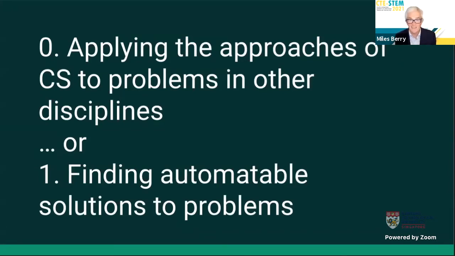I'd be really interested in your views, although we don't have that sort of interactivity here to do the show of hands thing if we were together in a conference room at the moment, about is it type 0, applying the approaches of computer science to problems in other disciplines? Or is it more type 1 here, this idea of finding an automatable, a programmable solution to a problem? Or do you reject my binary choice there as a false dichotomy, which may well be the right answer?